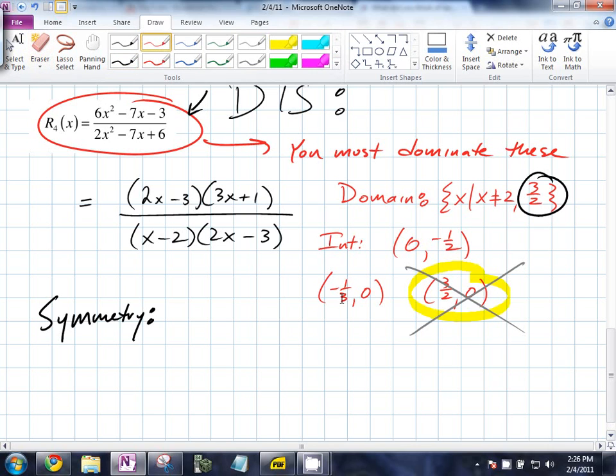Can someone tell me about the symmetry? What is it? Neither. You plug in negative x, it doesn't flip around, it doesn't stay the same. So here we finished this. Great. Now we're going to move on to where it gets to actual math land here.